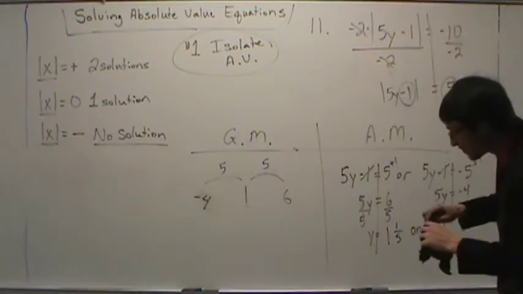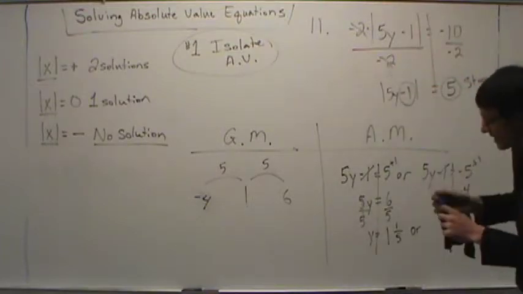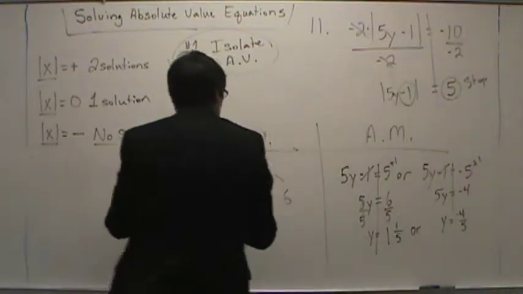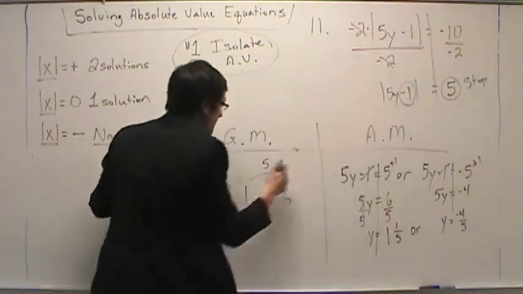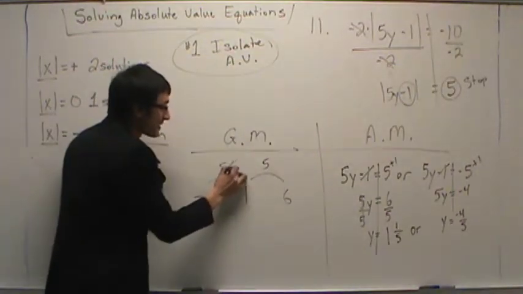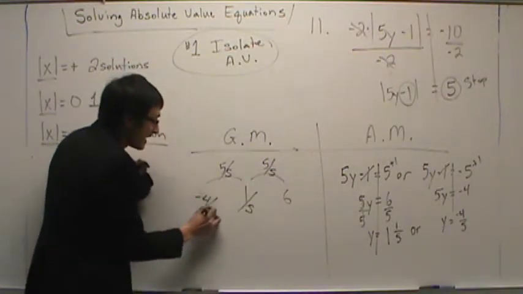This is what's different. Notice that 5 is being multiplied. It's not in our other problems. Notice what's in front of y? 5. 5 is being multiplied by y. So what this means is, to use the geometric method, we're going to divide everything by what's being multiplied by y. So we're going to divide everything by 5. The distances get divided by 5, the center gets divided by 5, and the answers get divided by 5.